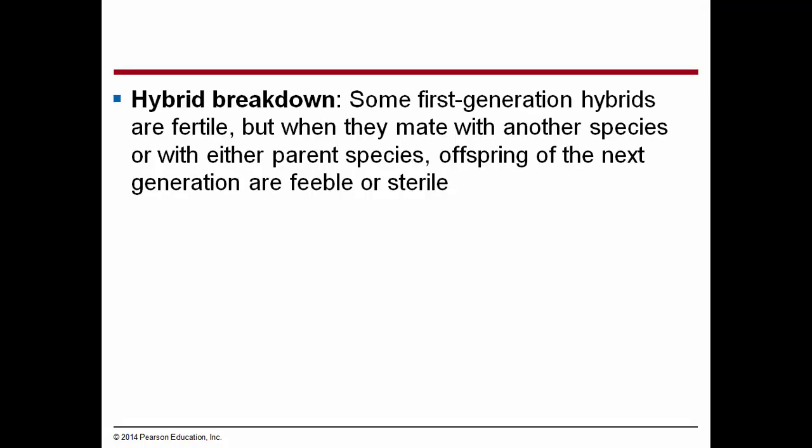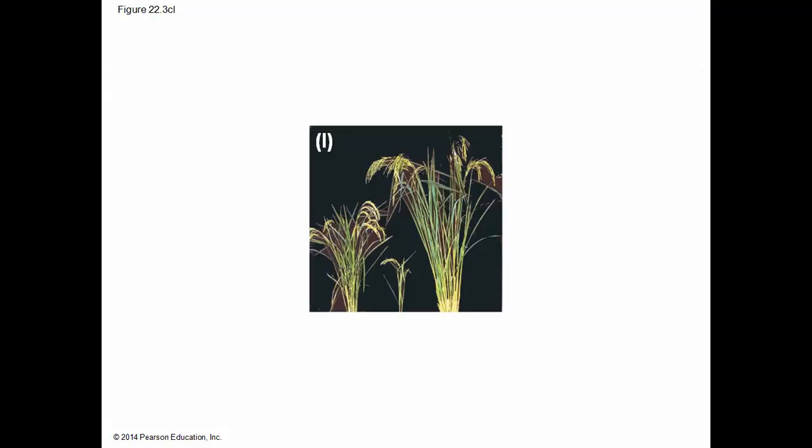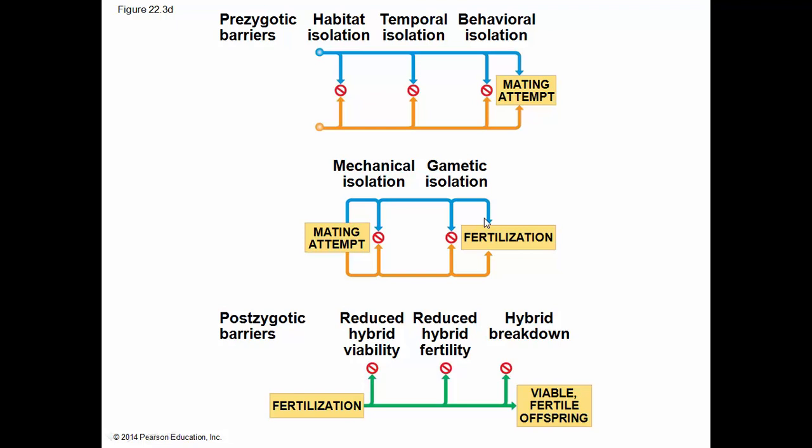Hybrid breakdown. Some first-generation hybrids are fertile, but when they mate with another species or with either parent species, offspring of the next generation are feeble or sterile. Okay, here's the example of the rice. I guess the large one is the first generation, then they get smaller and smaller over time. They're no longer viable. They break down. That's hybrid breakdown.